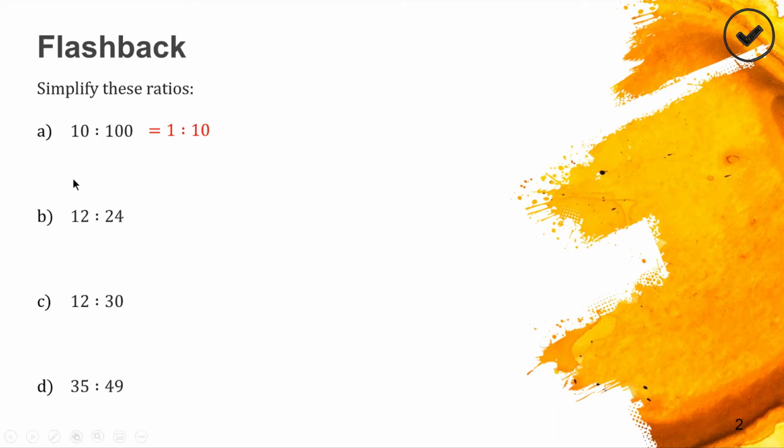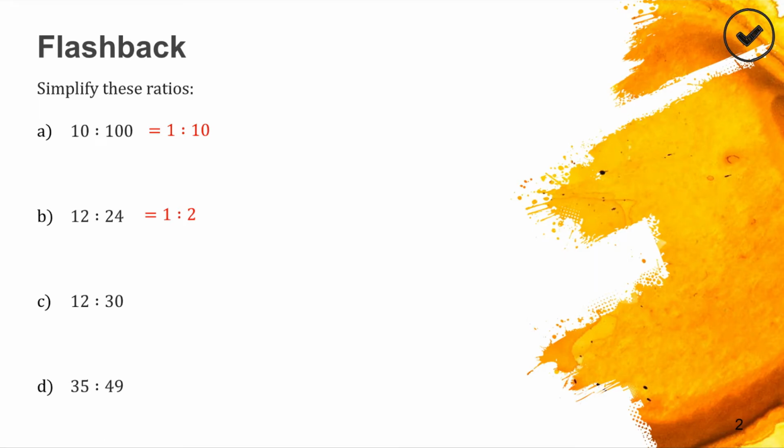For the second one, we have 12 to 24. The common factor for this one is going to be 12, because on the left-hand side we have one lot of 12, and on the right we have 24, which is two lots of 12. So we can simplify this ratio as 1 to 2. One 12 to two 12s.